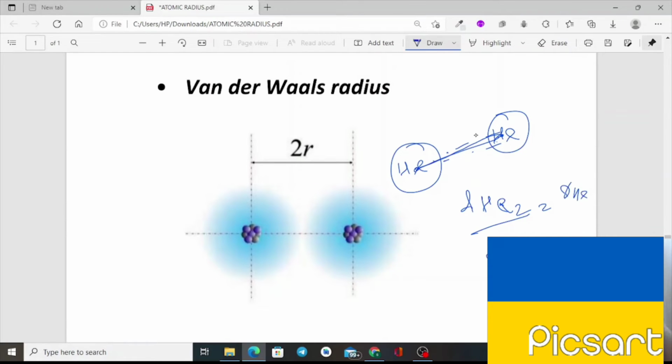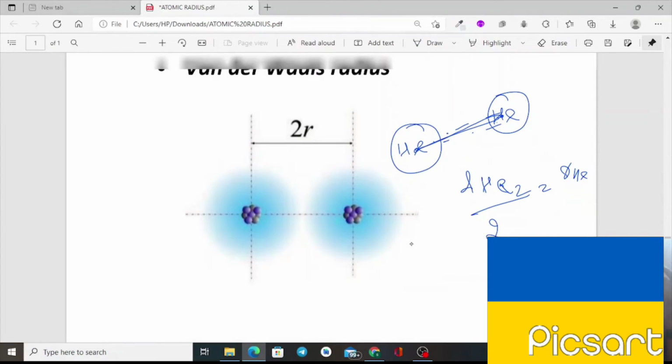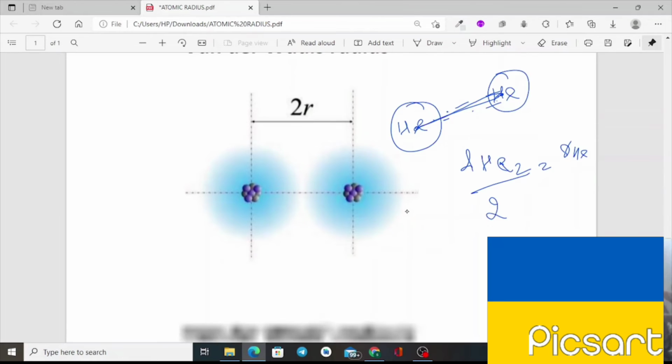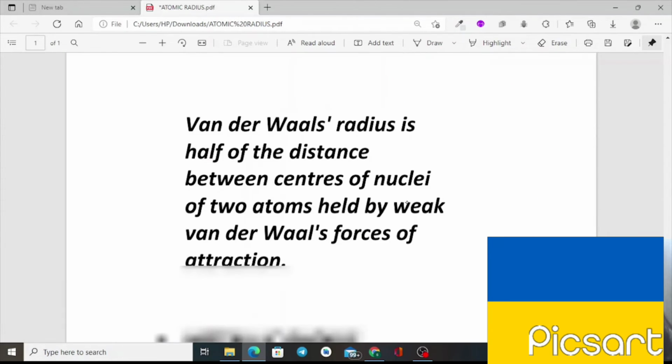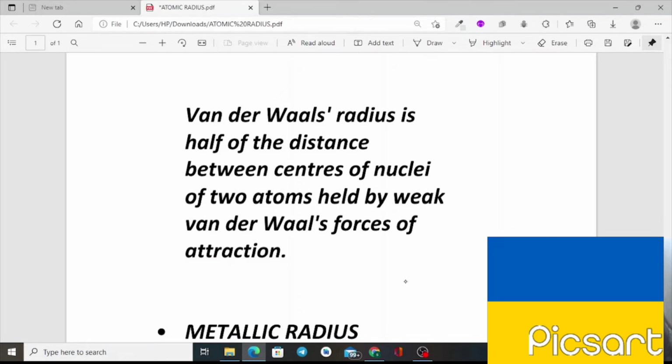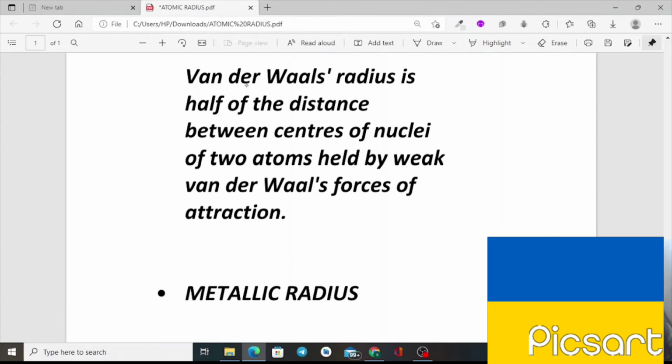Basically, van der Waals radius is seen in case of noble gases and those species which have weak interactive forces. Basically we are talking about van der Waals forces. So here is the definition: van der Waals radius is defined as the half of the distance between the centers of nuclei of the two atoms held by the van der Waals forces.